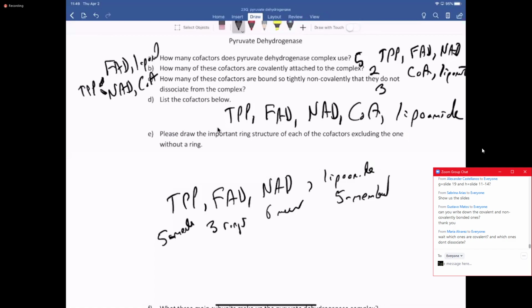So covalently attached are going to be FAD and lipoamide, and then the ones that are not covalently attached are going to be NAD and CoA. The one that's a little unclear is TPP. I did write it on the left side. I don't know if that's showing up or not, but let me know if there's problems.